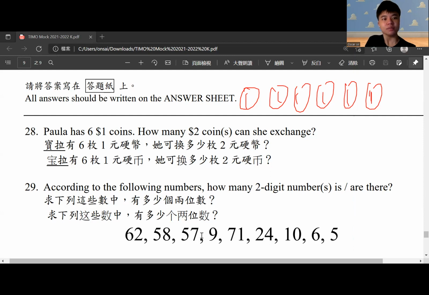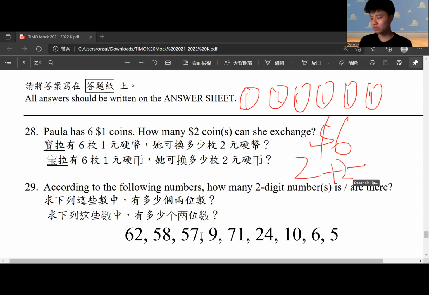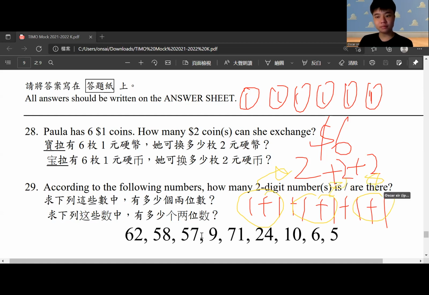Let us continue. Paula has 6 1-coins, and how many 2-coins can she exchange? So we can draw it out. She has 6 coins. How many 2-coins can she exchange? 3, right? Because she can exchange like this. Initially, it is like this, then we combine these two. So we can have 3 2-coins.